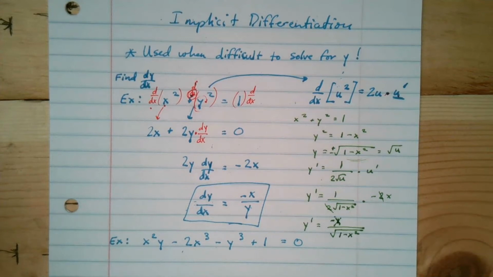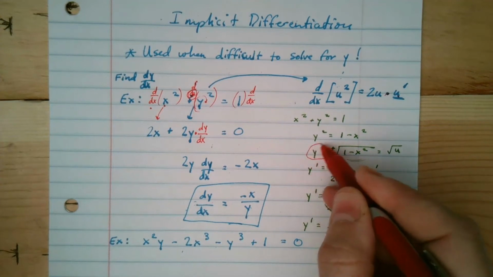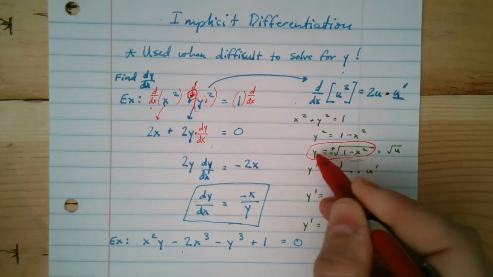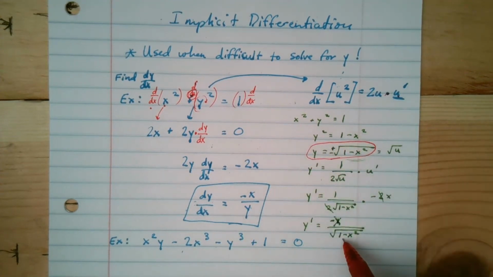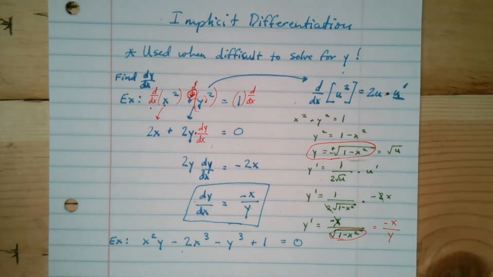Now, I have a problem. You say those answers don't match. Yes, they do. No, they don't. They don't match. Yes, they do. Because what did we solve for y? Y is the square root of, oh, that right there is y. So this is equal to that. Okay? These answers are equivalent.